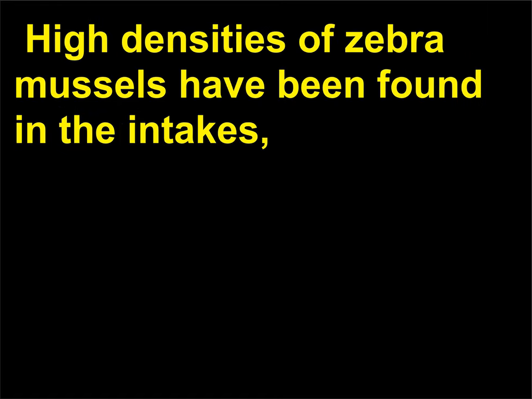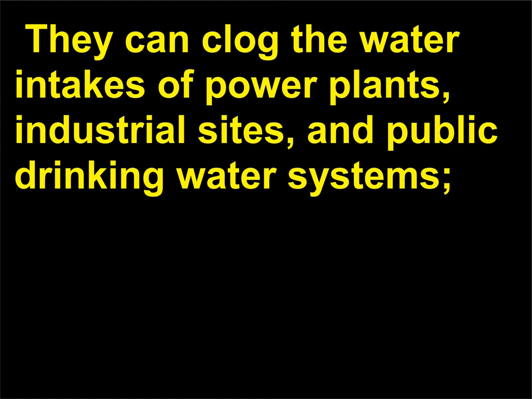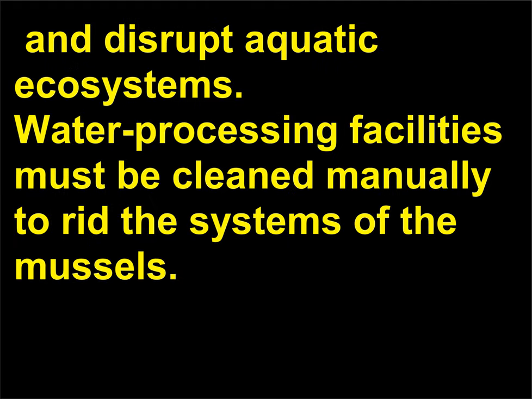High densities of zebra mussels have been found in the intakes, pipes, and heat exchangers of waterways throughout the world. They can clog the water intakes of power plants, industrial sites, and public drinking water systems, foul boat hulls and engine cooling water systems, and disrupt aquatic ecosystems. Water processing facilities must be cleaned manually to rid the systems of the mussels.